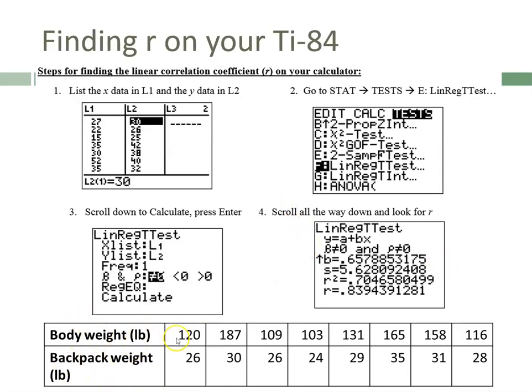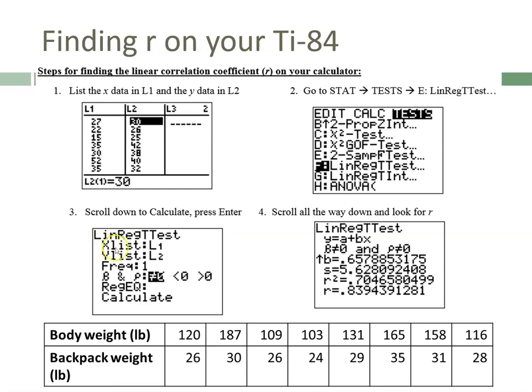So we're looking at this data that we've been dealing with about body weight and backpack weight. Go ahead and put the body weight in your list 1 and the backpack weight in list 2. I do not have that data up here in the visuals, but it is down here. So take a time and do that. After you do your list, exit out, go back to Stat, go to Tests, and go to the option that says Lin Reg T Test. Depending on your version of the calculator, it's either letter E or letter F. Most calculators are probably E.